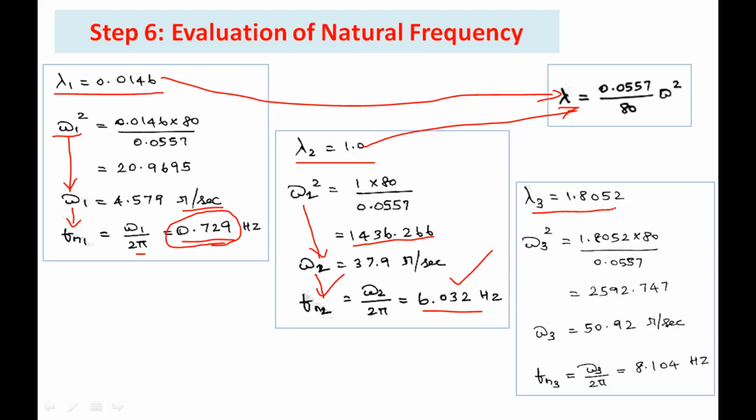Third value, lambda 3 is 1.8052. Again we use this equation. Omega 3 square is equal to 1.8052 into 80 divided by 0.0557. We are getting this value. Then taking the square root, we will get 50.92 radian per second. And dividing by 2 pi, we are getting Fn3 is equal to 8.104 hertz. By using a two finite element model, we are able to achieve three natural frequencies for the simply supported beam.